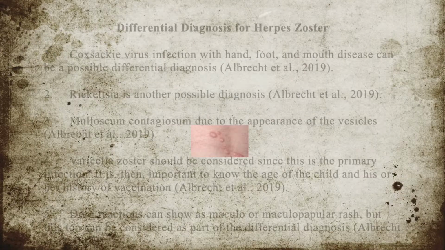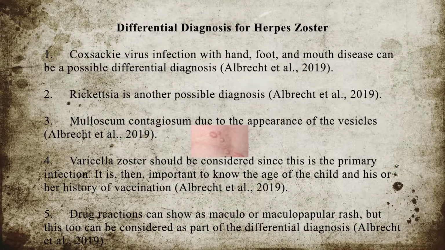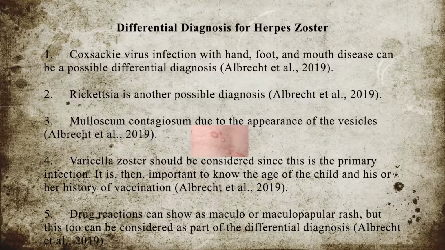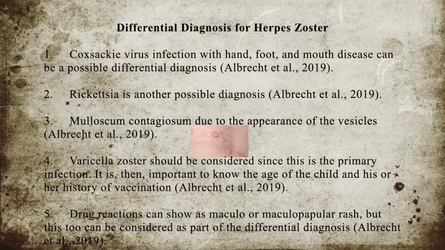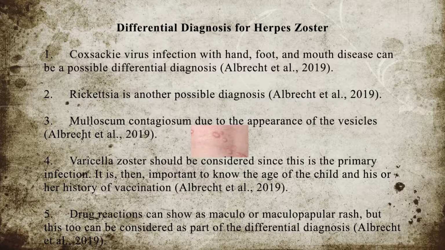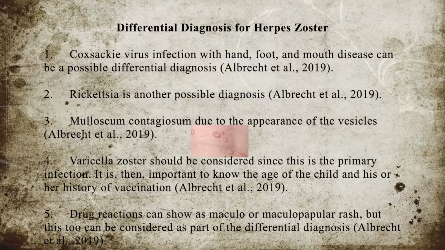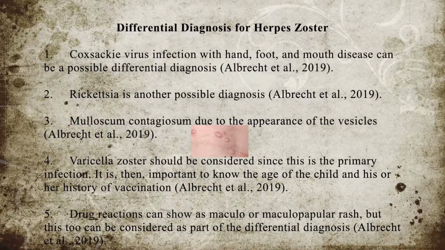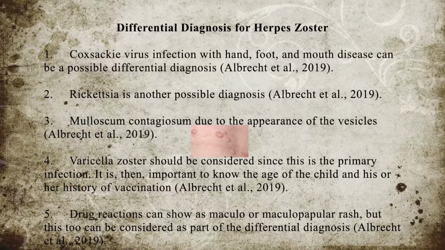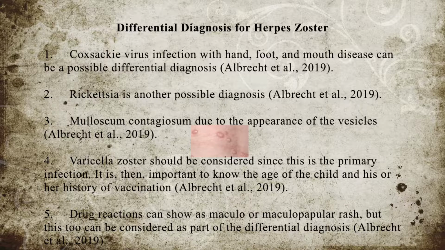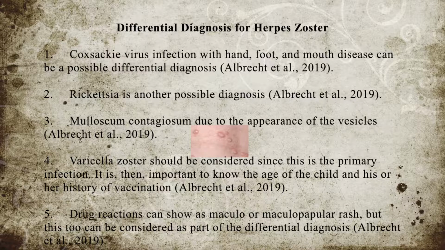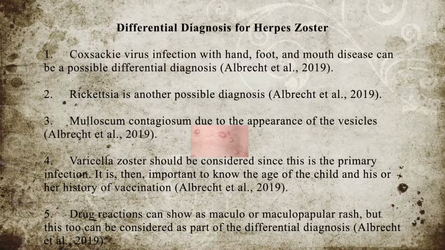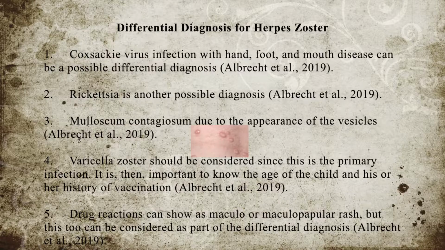The differential diagnosis for herpes zoster: Coxsackie virus infection with hand-foot-and-mouth disease can be a possible one. Rickettsia, and molluscum contagiosum due to the appearance of the vesicle. Varicella zoster should be considered since this is the primary infection, of course. It is then important to know the age of the child and his or her history of vaccination. Any drug reactions can show as a macular or maculopapular rash, but this too can be considered as part of the differential diagnosis as well.